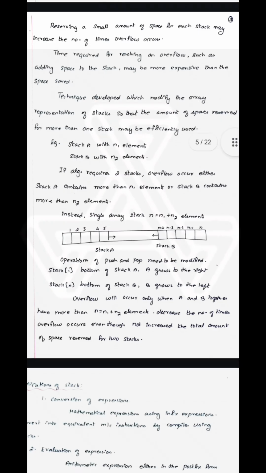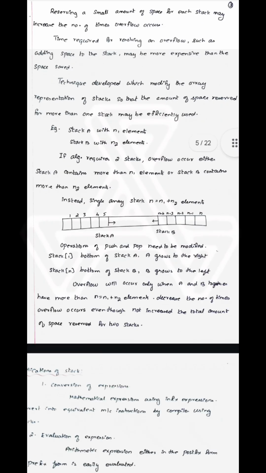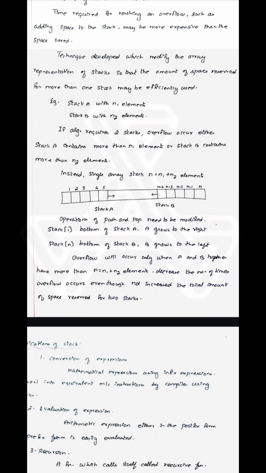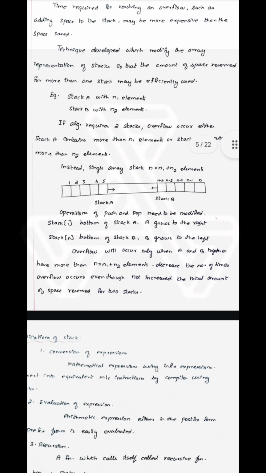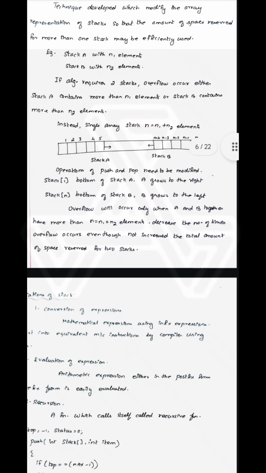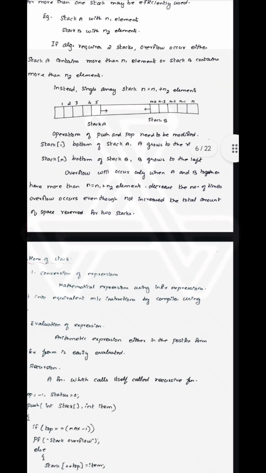Stack A with n1 elements, stack B with n2 elements. If the program further requires two stacks, overflow occurs when either stack A contains more than n1 elements or stack B contains more than n2 elements. Instead, use a single array for both stacks, where n equals n1 plus n2 elements.